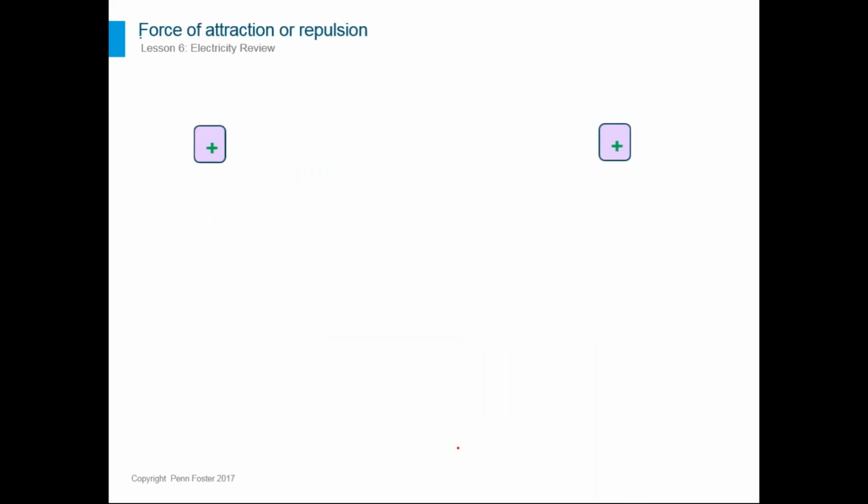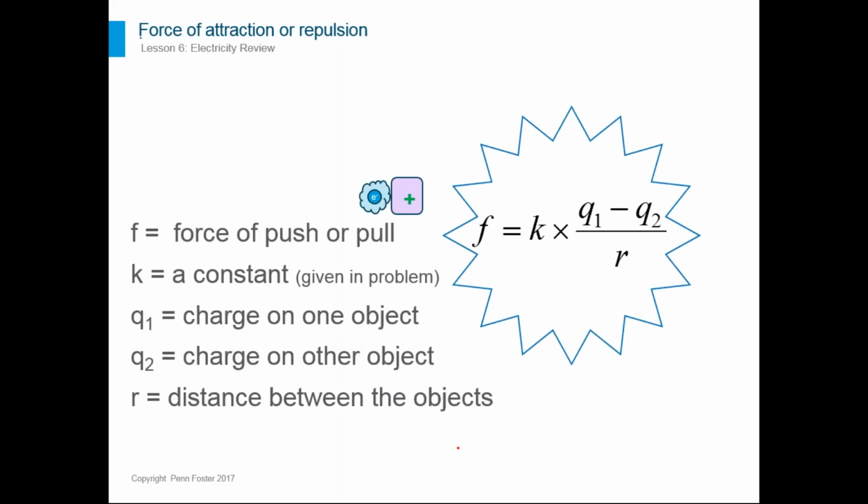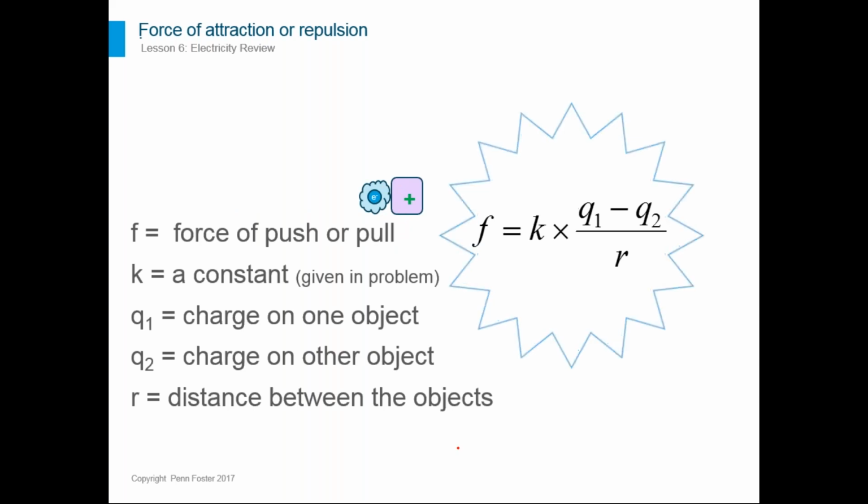Bodies with the same type of charge push each other away. Bodies with different types of charges, where one is positive and one is negative, pull toward each other. We can measure how much force the bodies push and pull with using Coulomb's law. Coulomb's law is this equation.